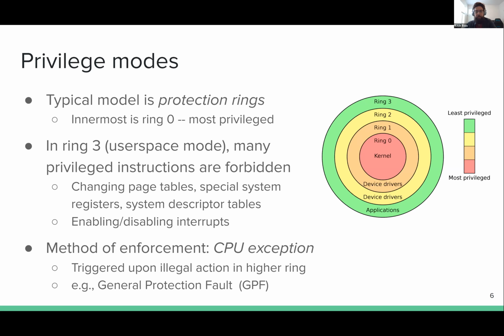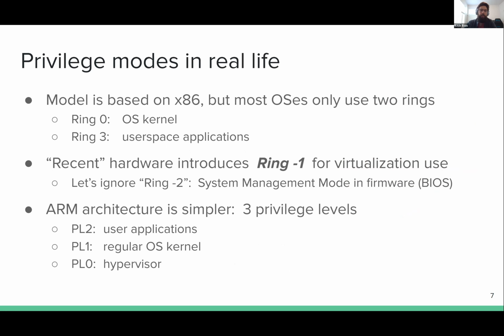So the method of enforcement here is a CPU exception occurs if a higher ring, for example, ring 3, attempts to change one of the page table registers or something. So that will cause something like a general protection fault, perhaps a page fault. It depends exactly what the illegal instruction is trying to do. So in real life, typically we only use 2 of those rings. Ring 0 has the kernel and ring 3 has all of the applications.